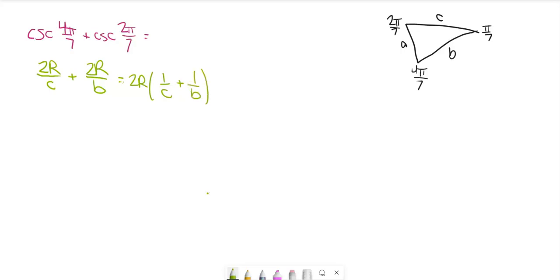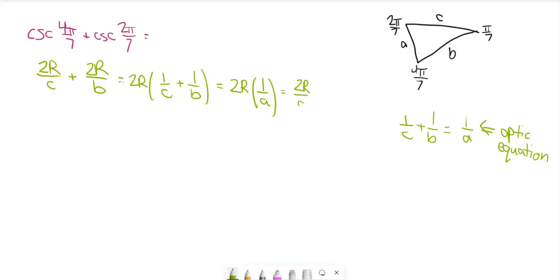And there's something interesting about this. I established earlier in the series that 1 over c plus 1 over b equals 1 over a. This again is called the optic equation. It's one of the more well-known relations found in the regular heptagon and the heptagonal triangle. So we will rewrite the next part as 2r times 1 over a. Well, 2r times 1 over a is just 2r over a. And what is that? Well, that is the cosecant of pi over 7.